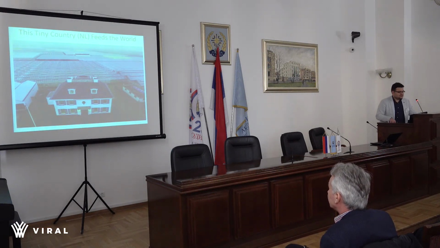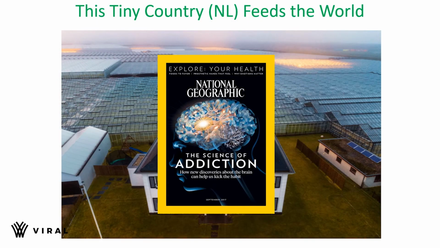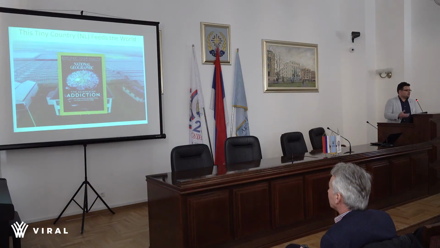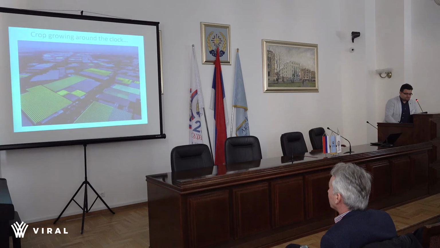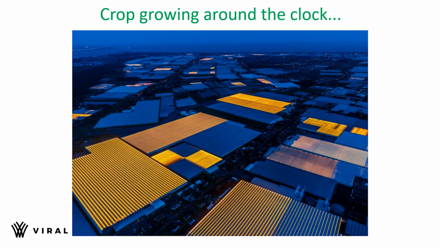This is actually from National Geographic, whose issue was published in July 2017, I guess. It mentioned the Netherlands, this tiny country. It's a small country, but it is the second largest exporter of food. So how can this be possible? And the crops are growing around the clock, as you can see, all days, all nights.